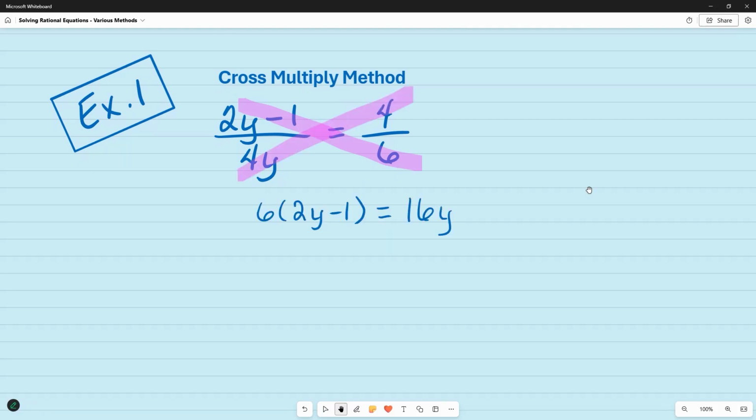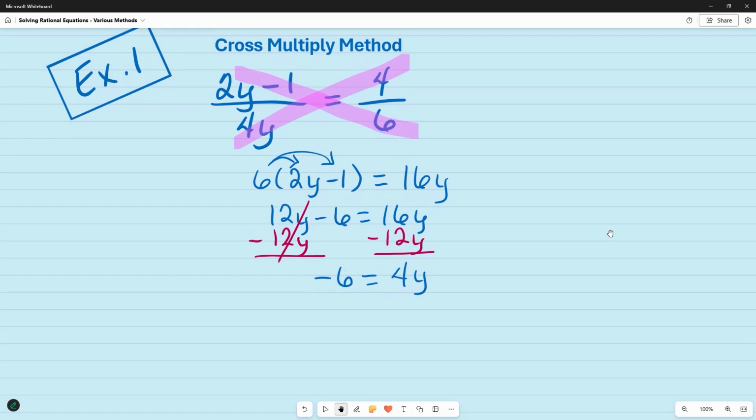Now what you want to do is distribute on the left hand side. At this point you want to go ahead and combine your y's and put the constant on the side by itself. Now you want to simplify so that y is on the side by itself. So y is going to be negative 3/2.